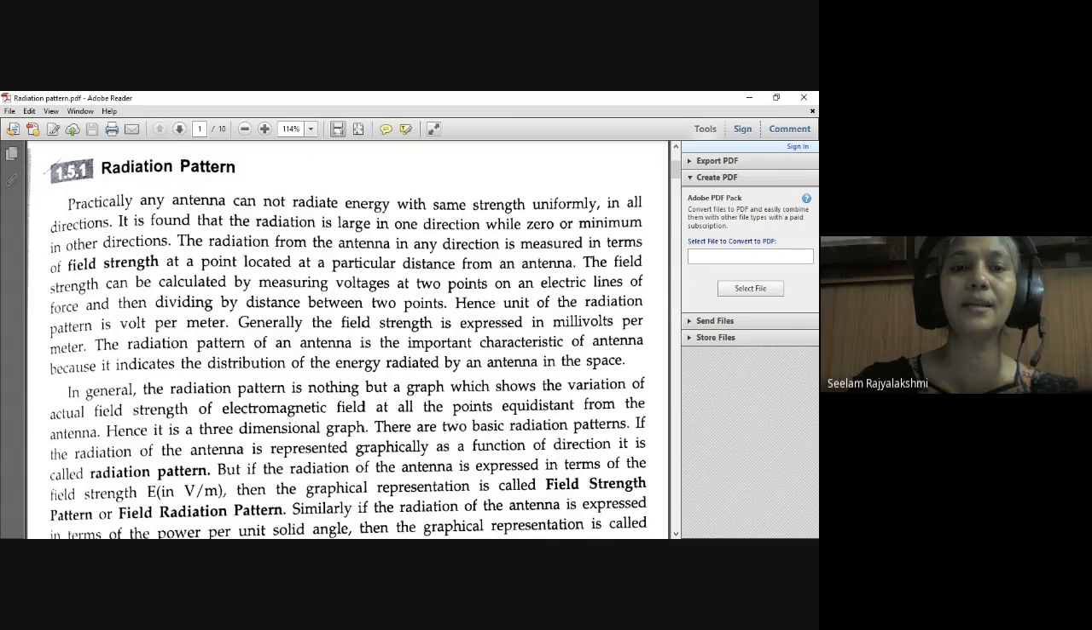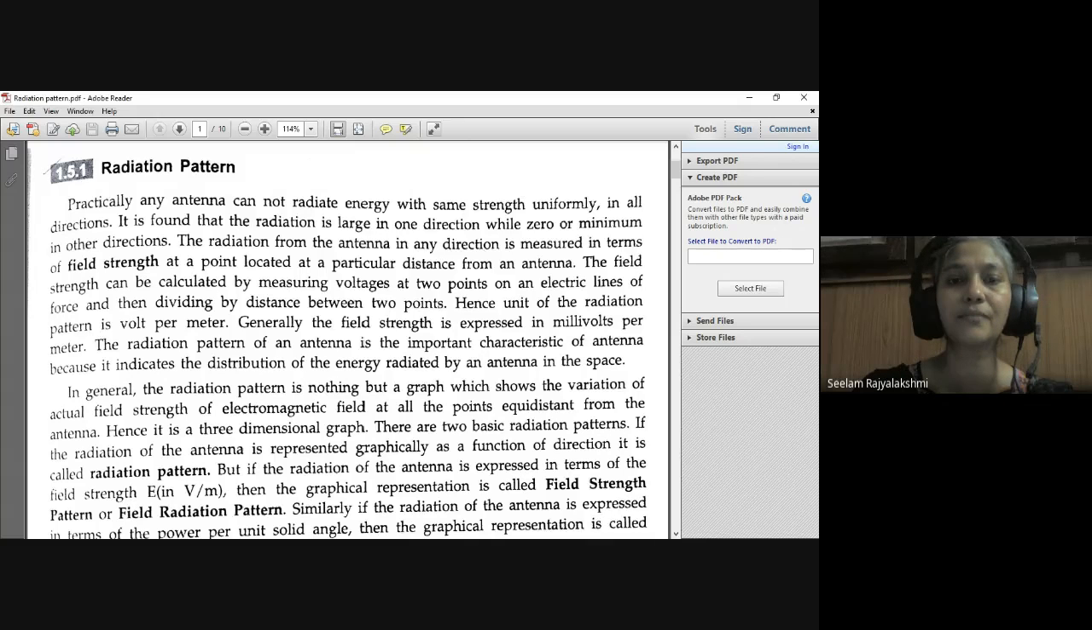So the radiation from any antenna in a direction is measured in terms of field strength at a particular point. How can we measure the field strength? The field strength can be calculated by measuring voltages at any 2 points on an electric line of force, and then dividing by the distance between the 2 points. So the unit is volt per meter. Generally the field strength is expressed in millivolts per meter.